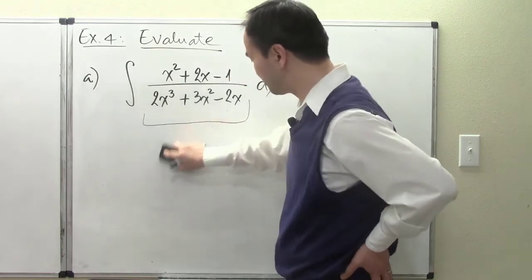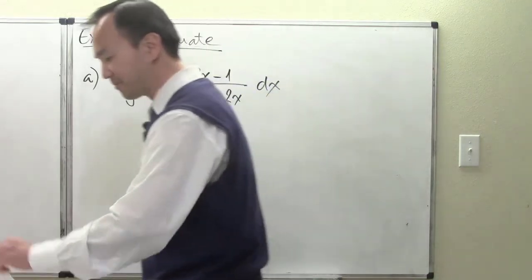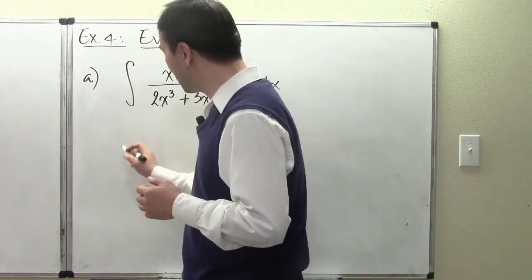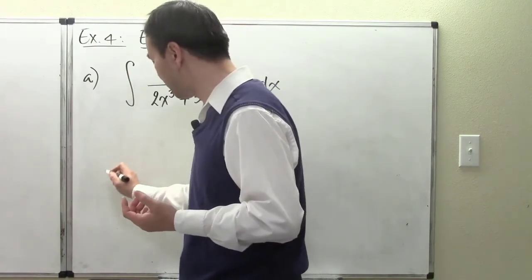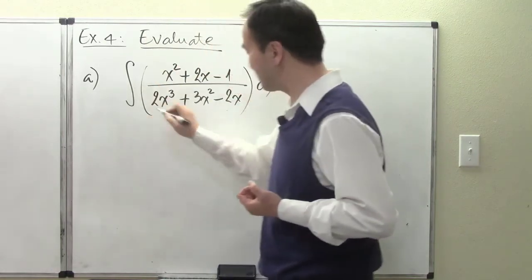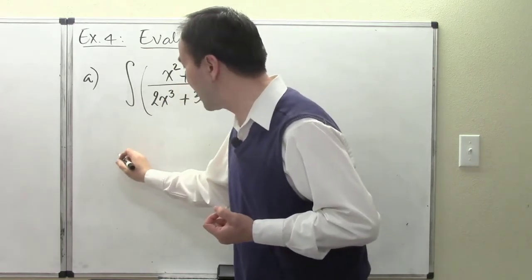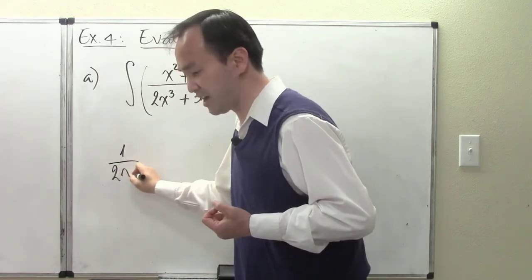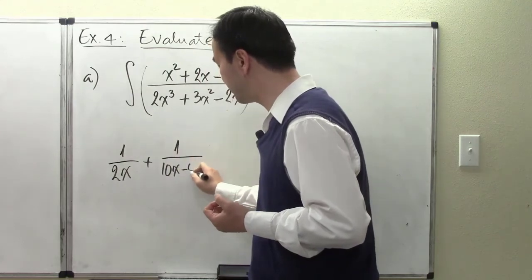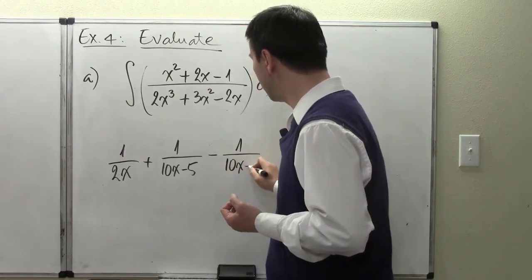All right, and so let's see how useful it was that we spent some time looking at the partial fraction decomposition there. After going through the entire partial fraction decomposition process, this rational expression of ours right here turns into something like this. According to the work we have done back in example 1a, we're looking at 1 over 2x, plus 1 over 10x minus 5, and then minus 1 over 10x plus 20.